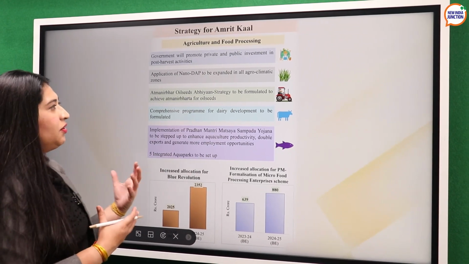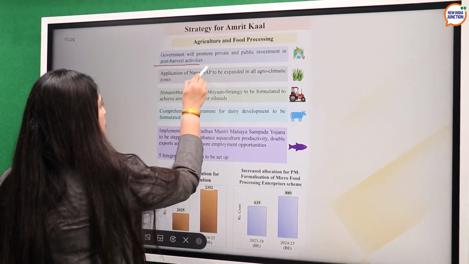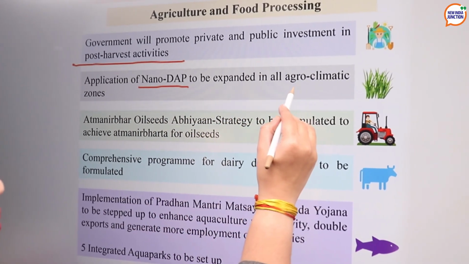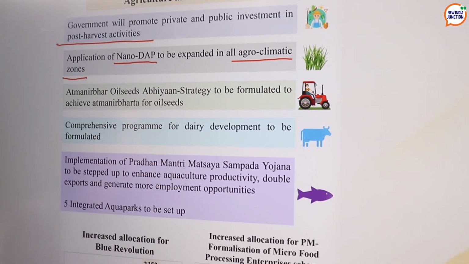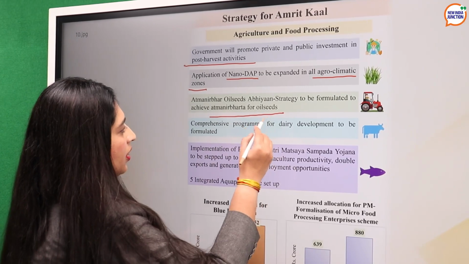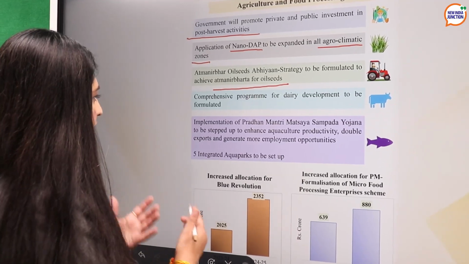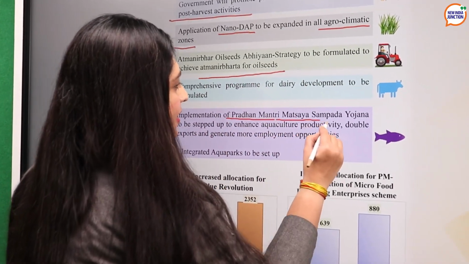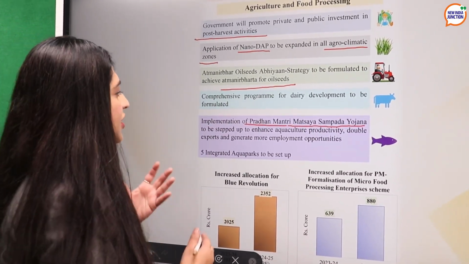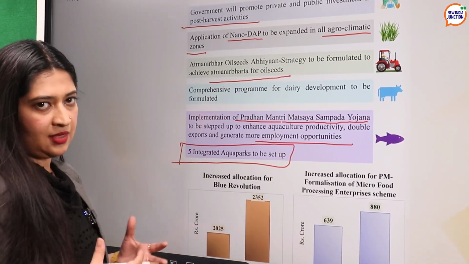Also, let's talk about agriculture and food processing. The government will promote private and public investment in post-harvest activities. Also, application of nano DAP to be expanded in all agroclimatic zones. An Atmanirbhar oilseeds Abhiyan strategy is to be formulated to achieve Atmanirbharta for oilseeds. A comprehensive program for dairy development is to be formulated. Also, implementation of Pradhan Mantri Matsya Sampada Yojana is to be stepped up to enhance aquaculture productivity, double exports and generate more employment opportunities. And for this, 5 integrated aqua parks are to be set up.